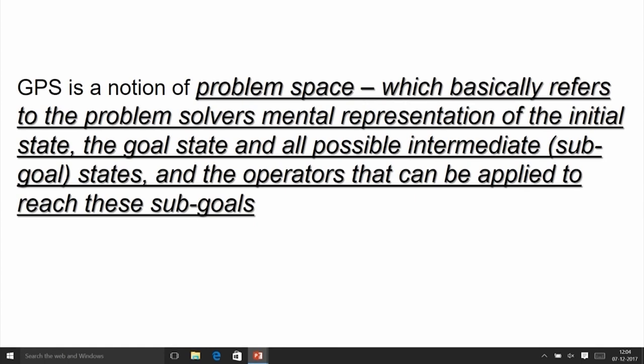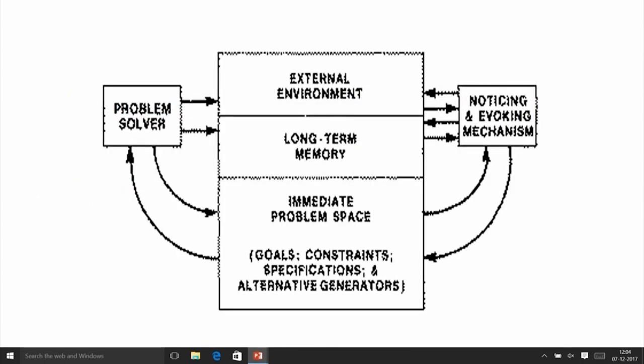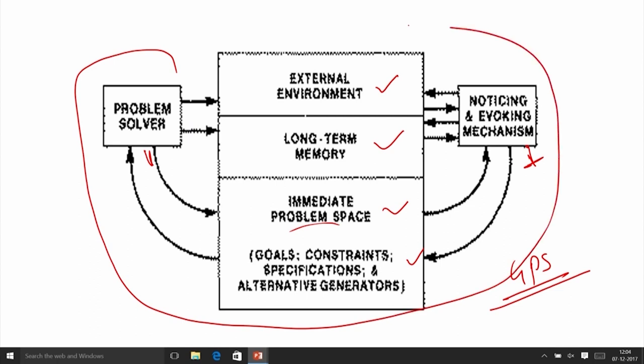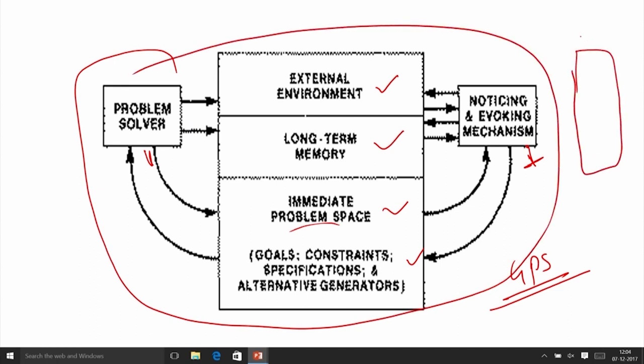So, look at this definition or look at this picture. This is how the solution will really look. This is an idea of a human GPS, general problem solver. As you look into it, this is the problem solver, this is the noticing or evoking mechanism, external environment, long term memory, immediate problem space, goals and constraints. This whole thing is called the GPS. Now, how does it really work? This is my GPS system. This is my initial state, and then I have many inputs, these are operators. This is my goal state.